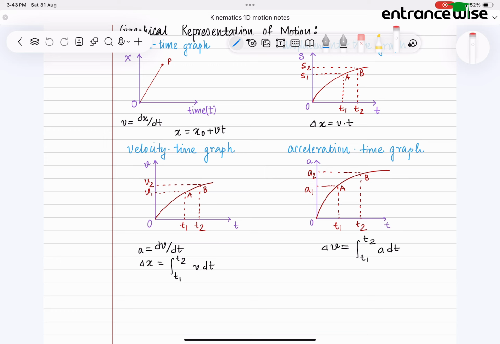The equation for velocity from constant acceleration is v equal to v naught plus at, where v naught is the initial velocity and a is constant acceleration.